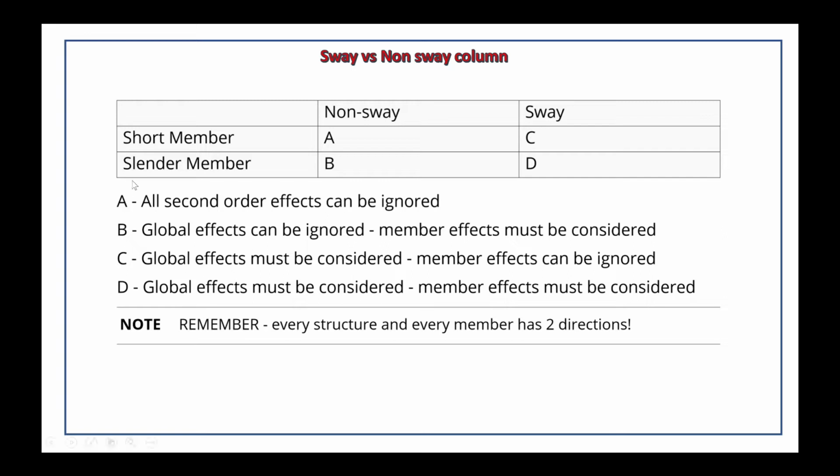And for D, the slender member or long column and square, you must include all global effect and local effect, for the big P-delta and small P-delta. To include all big P-delta and small P-delta, don't forget the notional load. Don't forget about the notional load to apply for the whole structure. Okay, notional load and member imperfection.